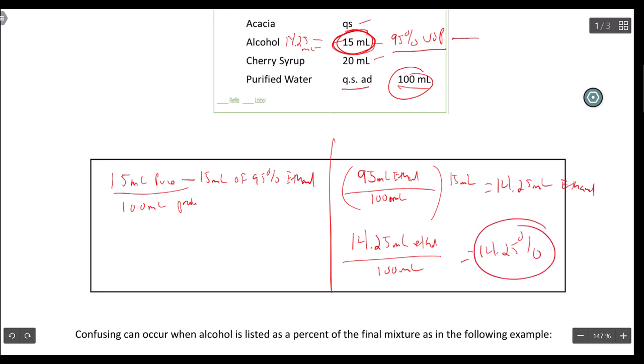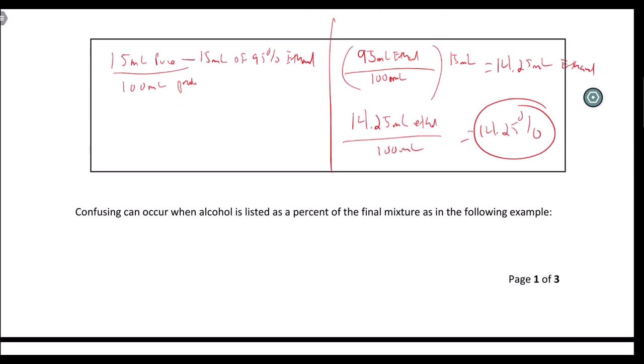So hopefully that makes sense to you. When you just see alcohol listed as an ingredient to add, you're adding a 95% pure alcohol. When you're listing it on the product, the label wants to know the pure amount of ethanol in the product, not the type of solution you added. They want to know what the final is in the product.